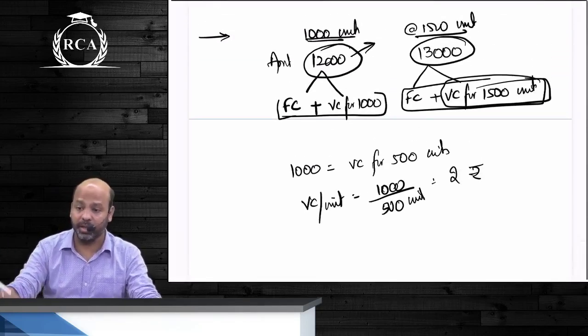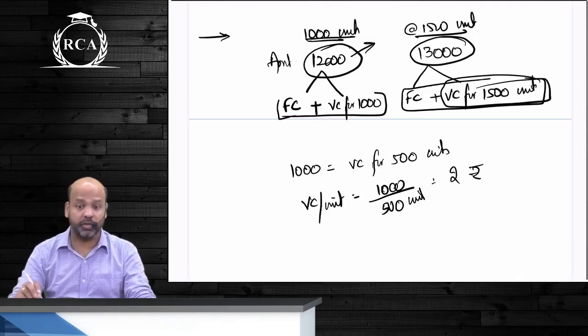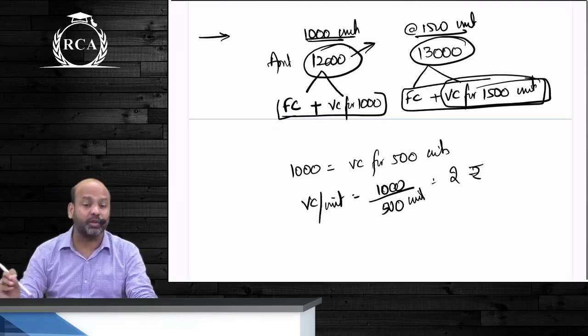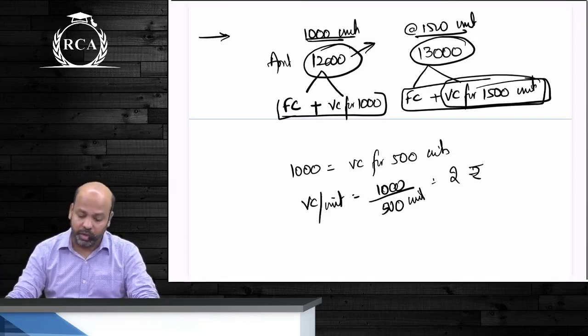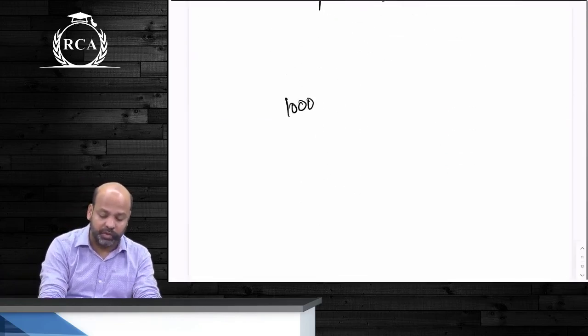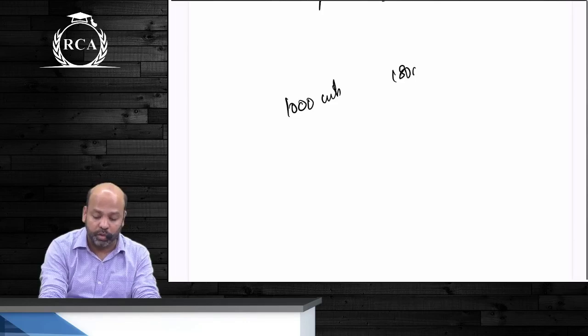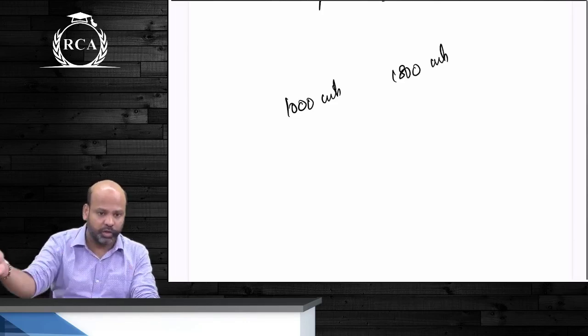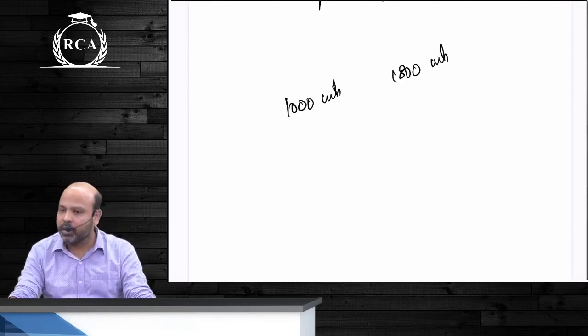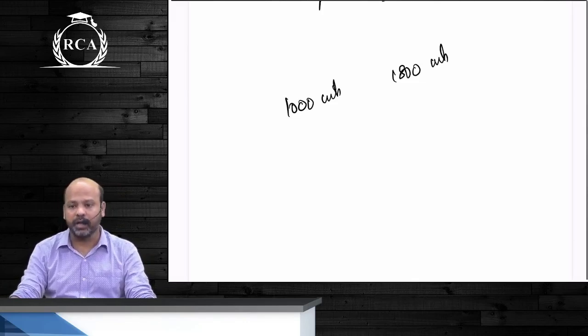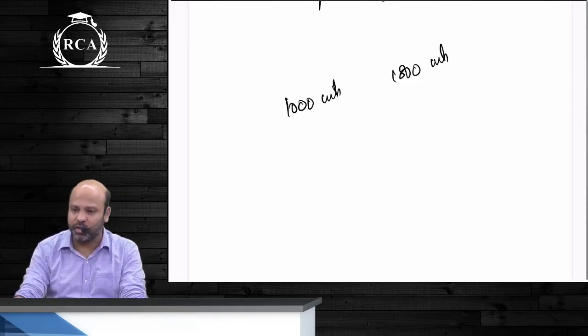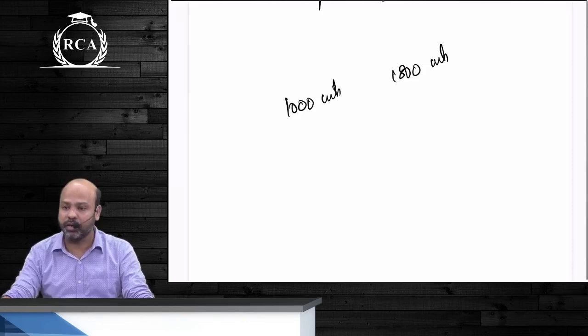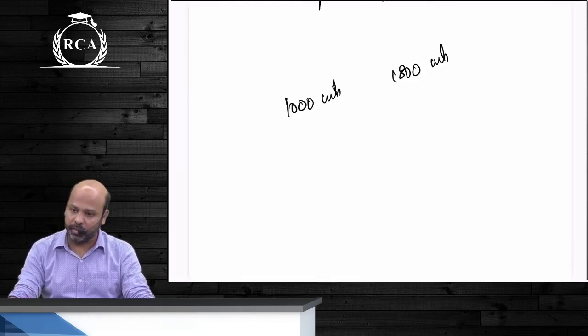Incremental cost will only be incremental variable cost. Fixed cost cannot increase from one production level to another production level. So if I tell you total cost at 1000 units and 1800 units, you know that the change in total cost will only be on account of the variable cost of 800 units. So you take that change in total cost and divide it by 800 units, you will get variable cost on a per unit basis. Are we all clear about this?